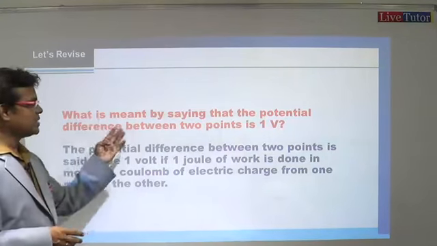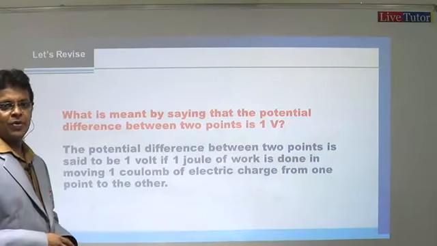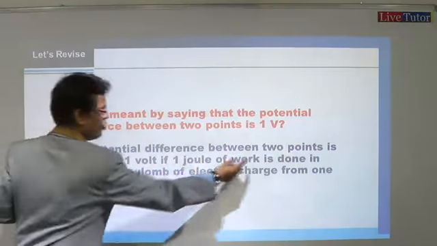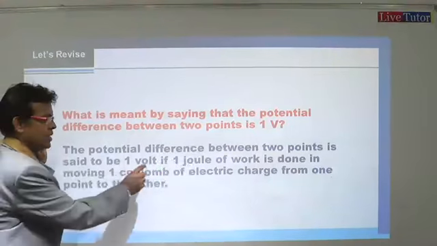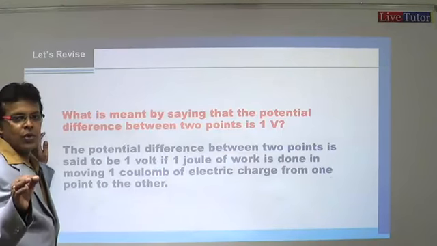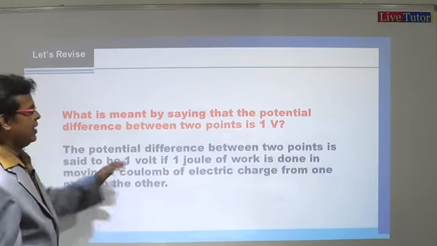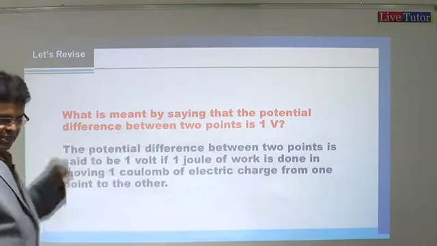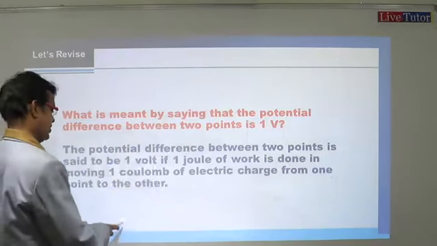Or the fourth one is, what is meant by saying that the potential difference between 2 points is 1 volt? So if 1 joule of work is done in moving 1 coulomb of electric charge from one point to another, that is the point. If 1 joule of work is done to move 1 coulomb of electric charge from one point to another, this is what it means. A simple way of asking, but they just want you to understand.